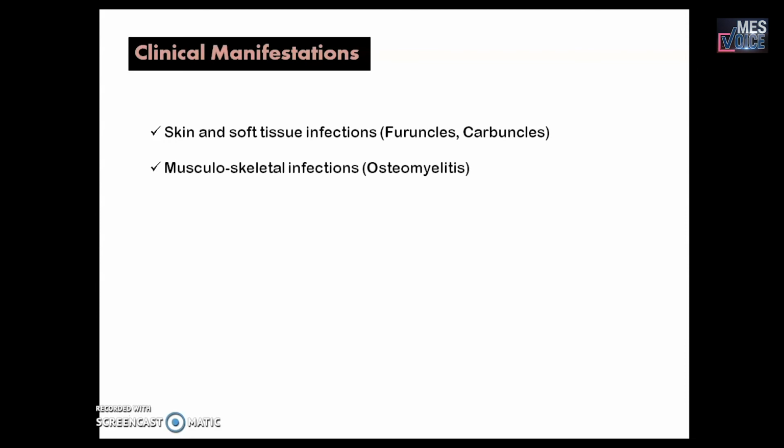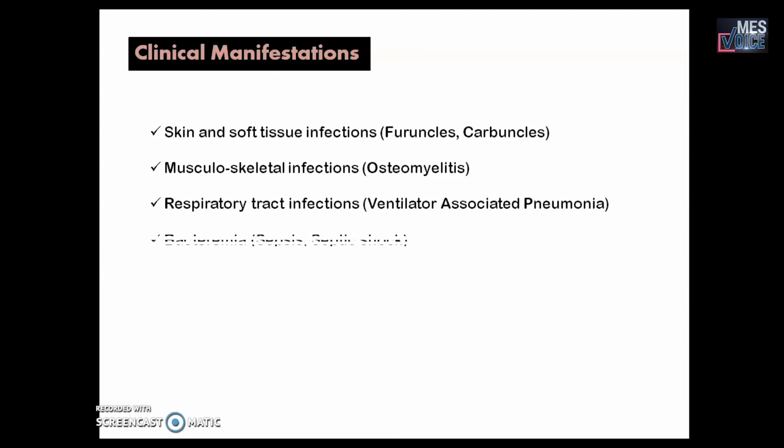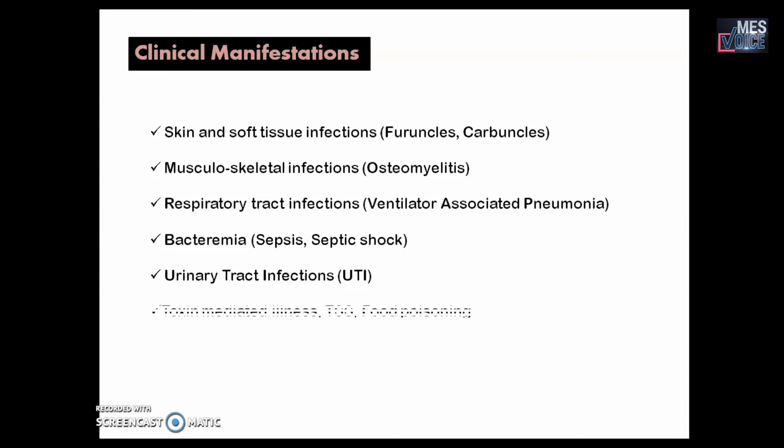The clinical manifestations include skin and soft tissue infections, that is furuncles and carbuncles. Musculoskeletal infections, usually osteomyelitis. Respiratory tract infections, that is ventilator associated pneumonia. Bacteremia, that is sepsis and septic shock. Urinary tract infections. Toxin mediated illness, TSS, that is toxic shock syndrome, and food poisoning.